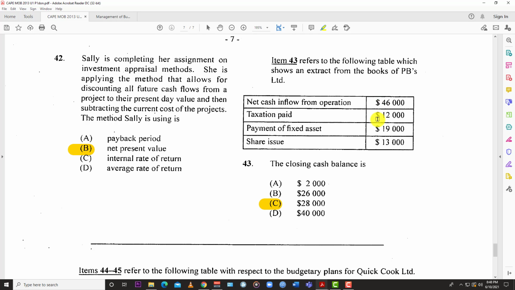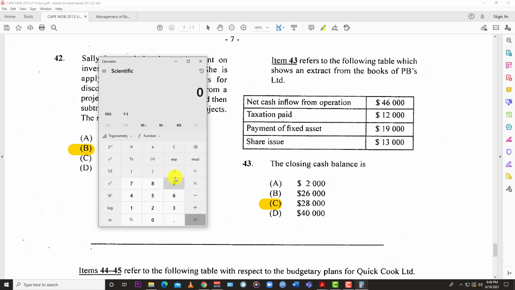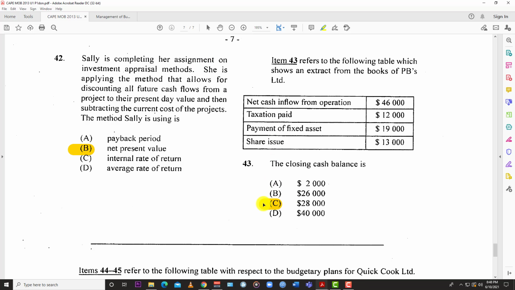And then you minus the 12, the tax paid, take that from that. And then you minus the 19, payment of fixed assets, minus that. And then you add back the share issue, because if you sell shares, you're going to be making back some money. So you add that back to this whole thing. And so when you do all of that, you end up with the $28,000. So we run it quickly in a calculator. 46,000 minus 12,000 minus 19,000 equals 15,000. Then you add back the 13,000 and you get the 28,000, which is C.